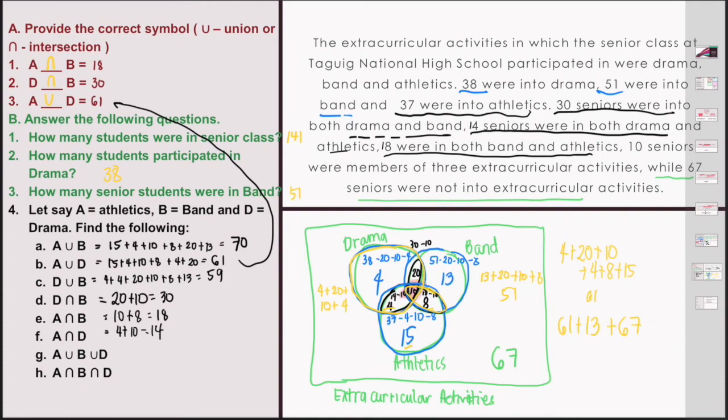And letter G, you have to get the union of the 3 activities. For the union of the 3 activities, we just simply have to add it all except for the number outside the circle. We will not include that. And we have 74 students. Okay? And lastly, what is the intersection of the 3? The intersection here is the very intersection of the 3 circles, and we have 10. And that's how we answer our Venn diagram.